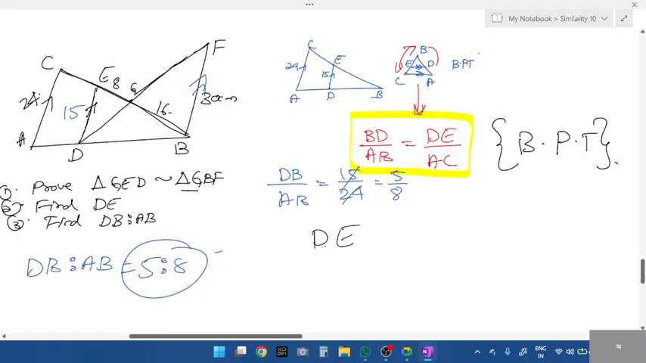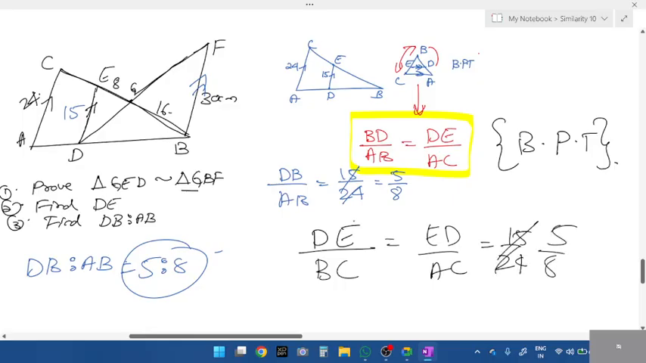That is DE divided by BC will be equal to ED divided by AC. The value will be same. 15 divided by 24, that is 5 by 8. So even for BE and BC, the ratio is 5 is to 8.